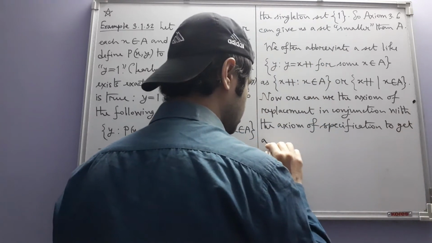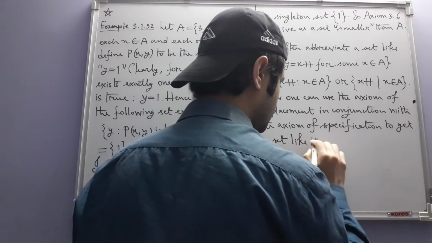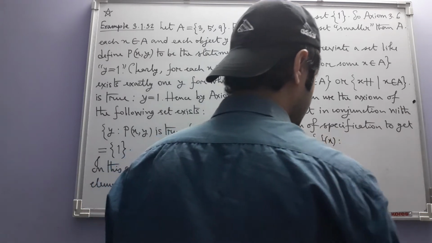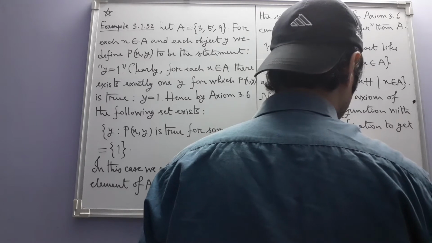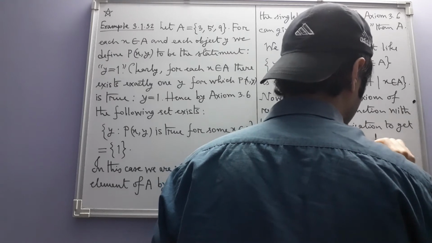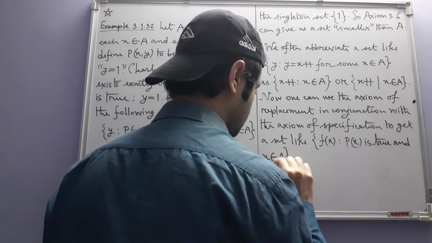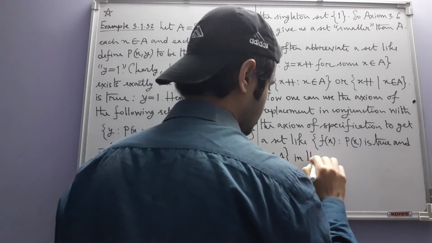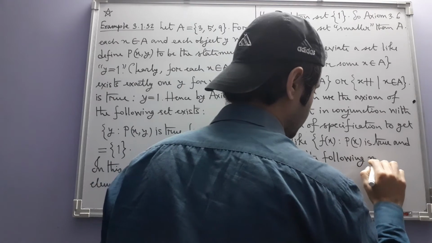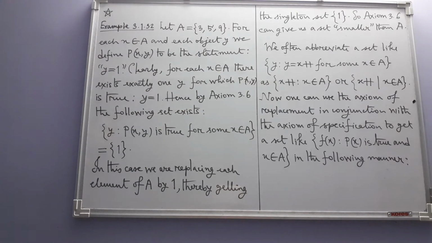To get a set like this: the set of all f(x) such that P(x) is true and x belongs to A, in the following manner. We can use the two axioms together to create a set like this. How?